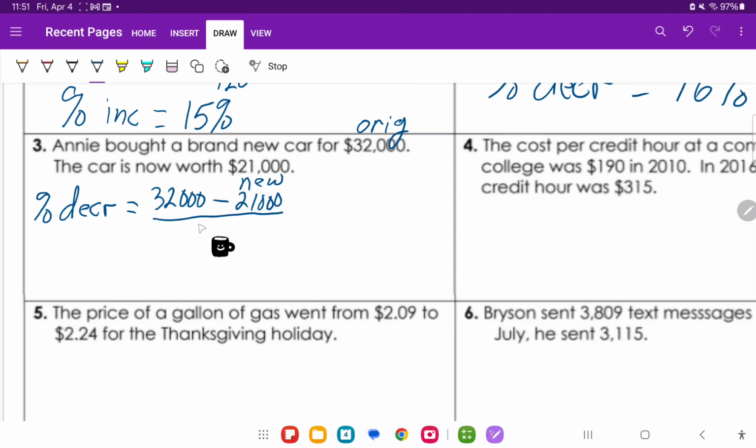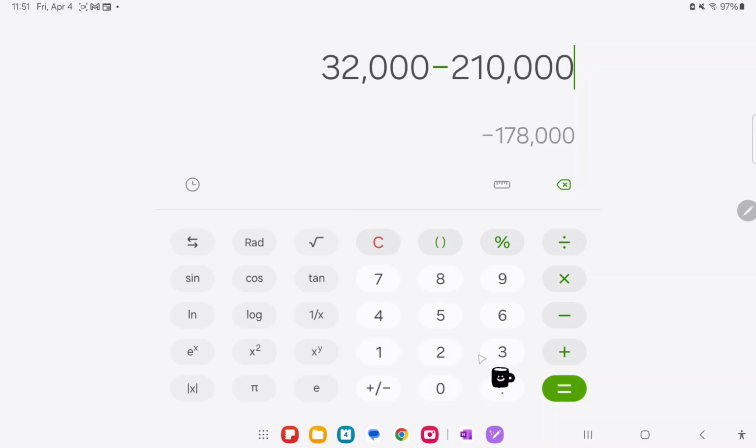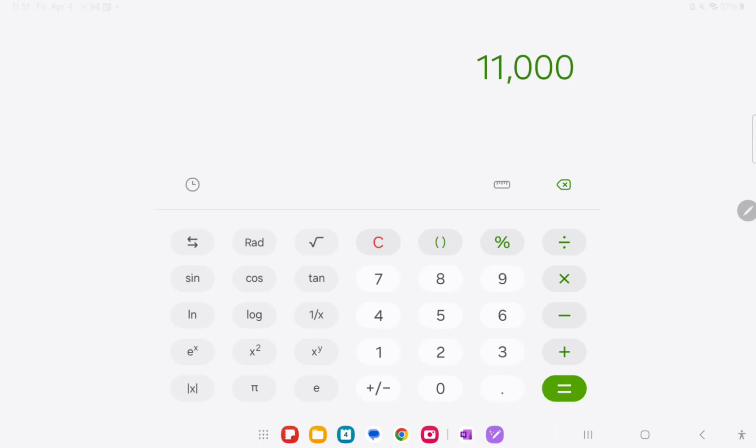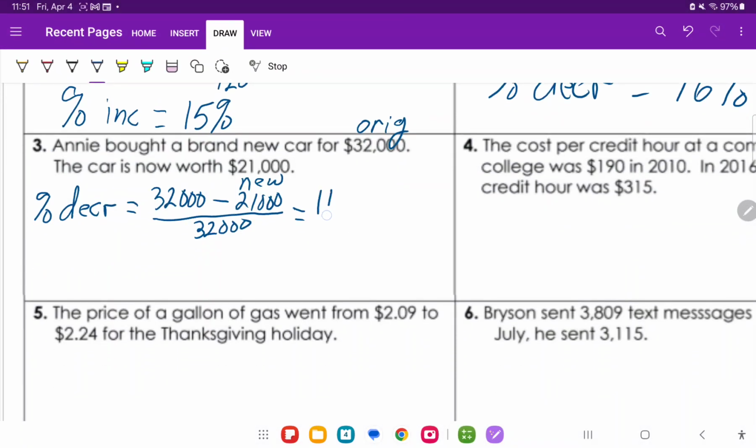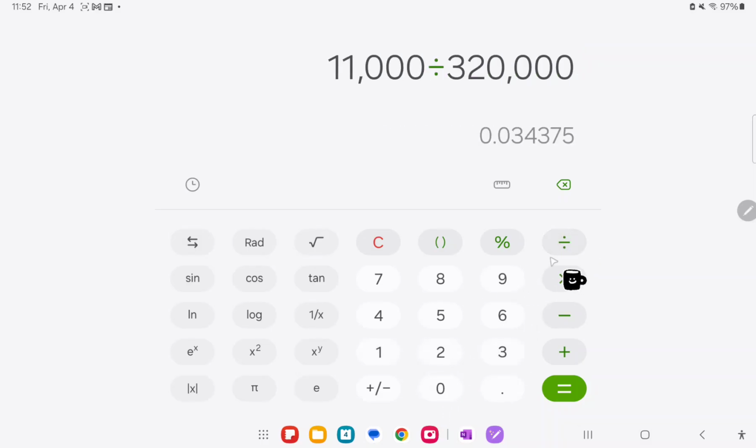And then it's always over the original, whatever the original price or amount is. All right, so if we subtract that, 32,000 minus 21,000 is 11,000 over 32,000. All right, so let's calculate that.